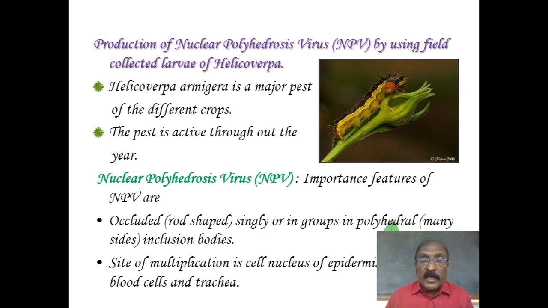The nuclear polyhedrosis virus has occlusion bodies, that is rod-shaped virions, single or in groups, in polyhedral occlusion bodies. The site of multiplication is the cell nucleus of epidermis, fat body, blood cells and trachea.